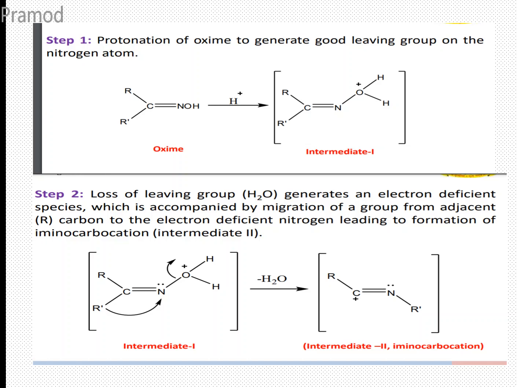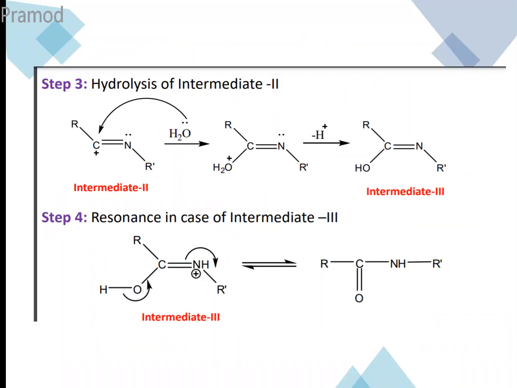This leads to a nitrilium ion, or iminocarbocation. Imino means double bond, and since there is a positive charge on the carbon, it is known as a nitrilium ion or iminocarbocation. So this is the second step: the group trans to your leaving group migrates and gets shifted to your nitrogen. Now let's go to the third step. The nitrilium ion is formed, and that intermediate gets attacked by your water molecule.